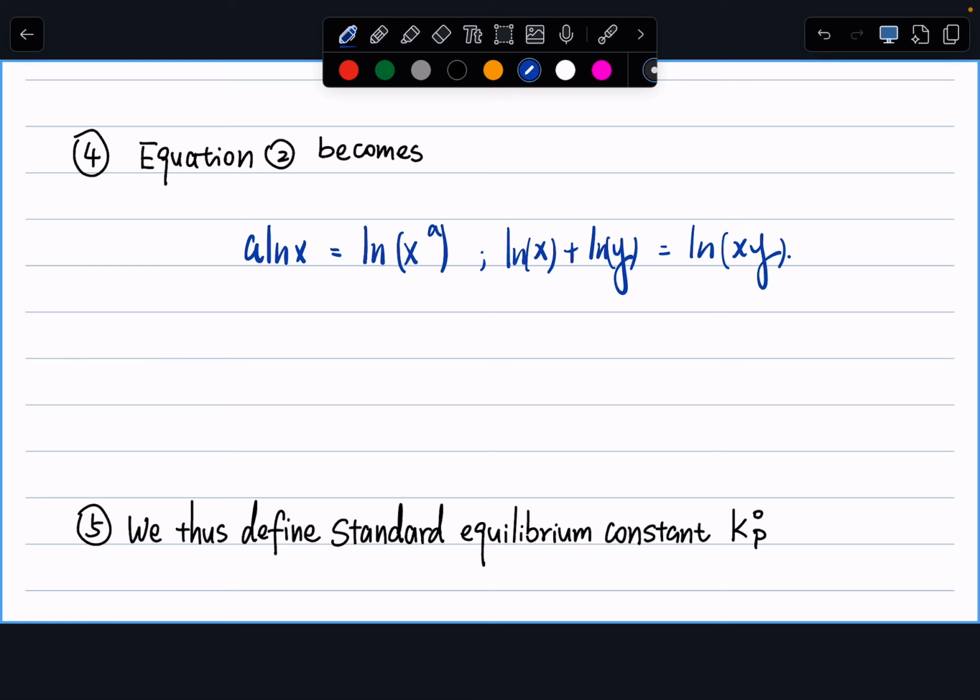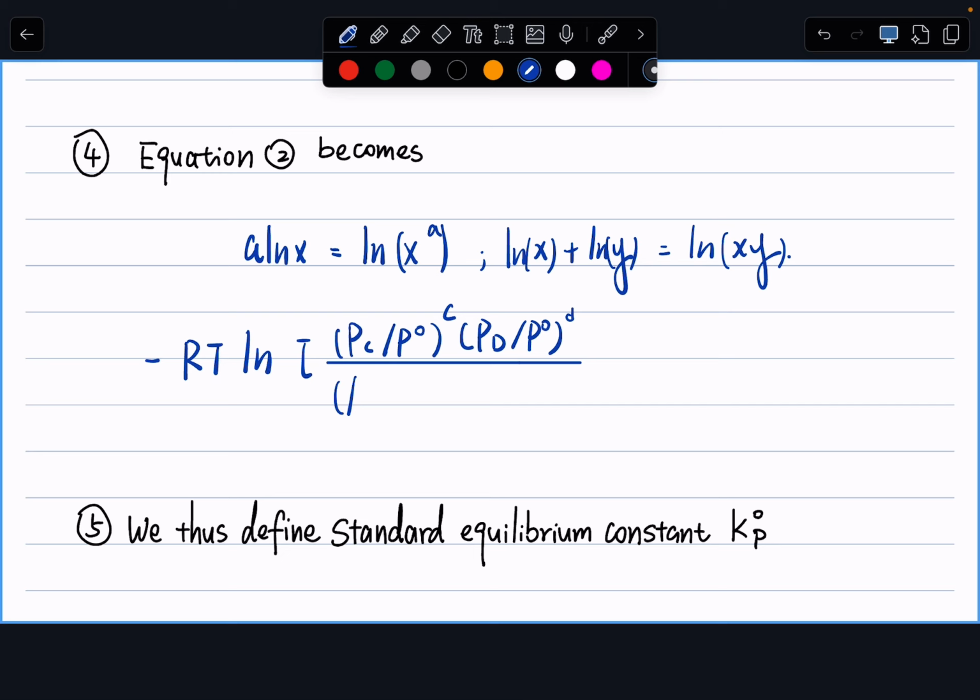All right, so if we want to simplify this equation, whatever is on the right-hand side, we can rewrite that as negative RT ln. So whatever has a plus sign will be on the top. So that's going to be my PC over P naught to the power of C times PD over P naught to the power of D. And whatever has a negative sign will be on the bottom. So that's going to be my PA over P naught to the power of A, PB over P naught to the power of B.